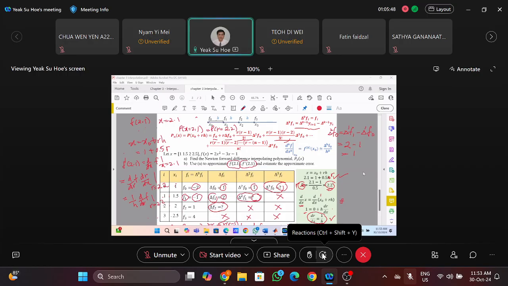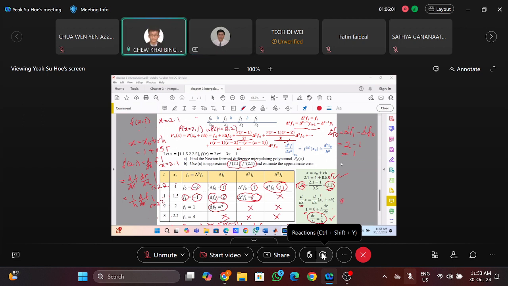Chiu Kai Bing, are you there? Yes, doctor. Do you manage to complete the tables? Yes, the paper is already done. I'm doing option B. So you already get the polynomials. Are you able to calculate the solution at 2.1? Yes. How about the derivative? The derivative is being calculated now. Okay.